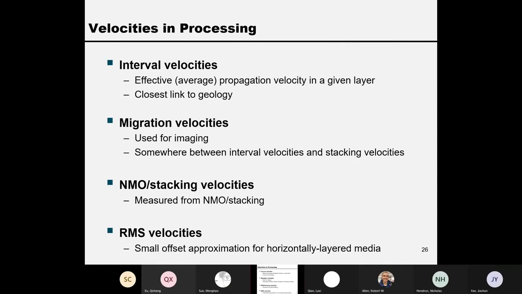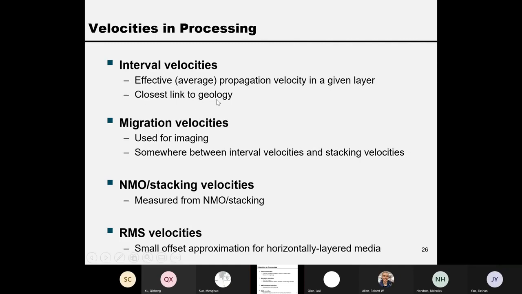In the processing, we have a number of velocities. One is called interval velocity, right? Instead of the intrinsic velocity for a specified type of rock, we're talking about a layer. The layer may be a number of sediment formations combined, so that's a layer artificially separated. The interval velocity means your velocity averaged within this interval, which means from this interface to another interface. That's called interval velocity. Effectively, it is an average velocity within the given layer.